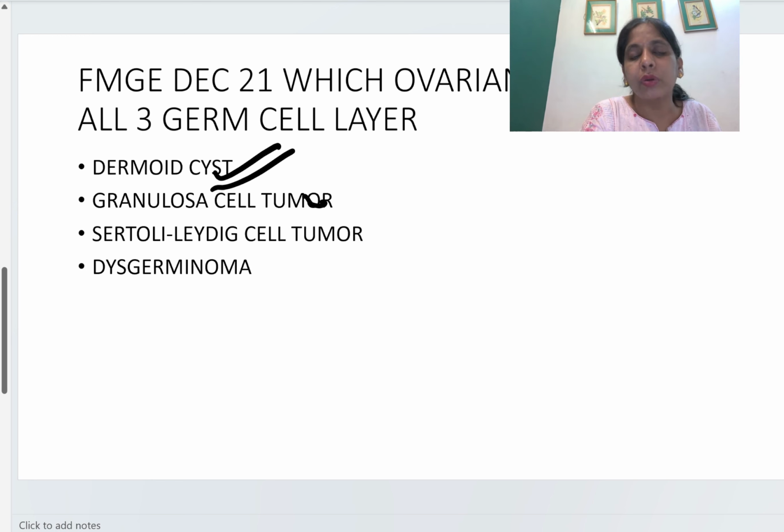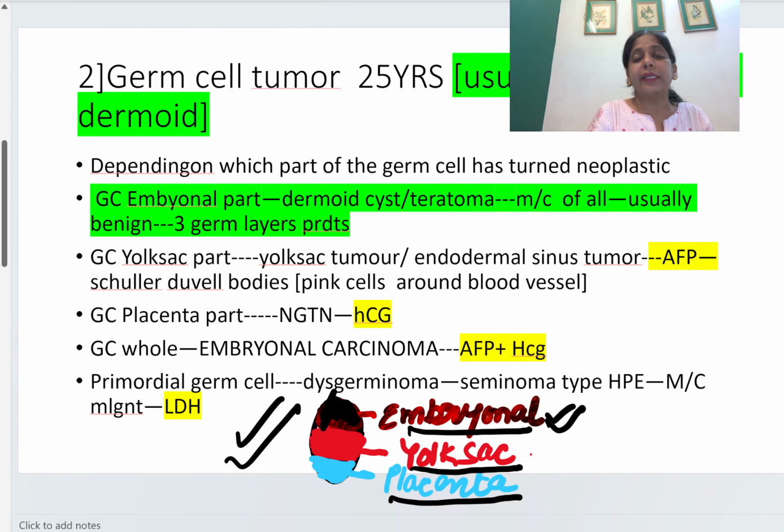Dermoid cyst. Okay, dermoid cyst. So what is the name of the tumor in which the embryonal part gets malignant? Dermoid cyst or teratoma. If this tumor is benign, then it is known as benign teratoma, and if this tumor becomes malignant, then it is malignant teratoma. This tumor is the most common of all the germ cell tumors, and usually it is benign.